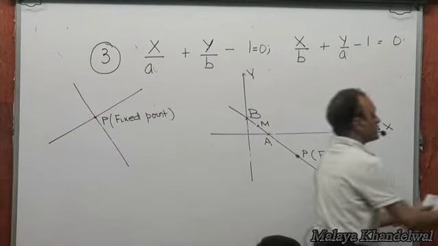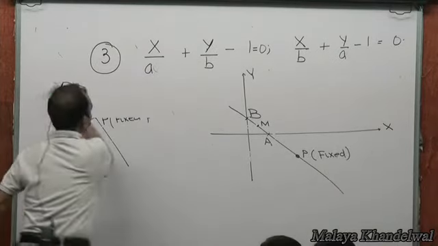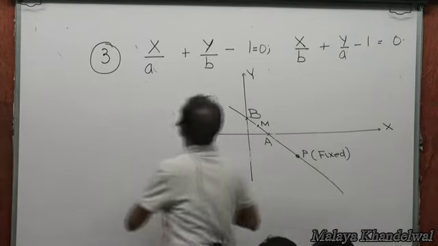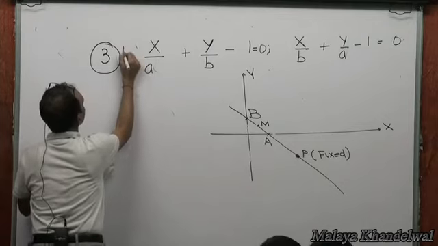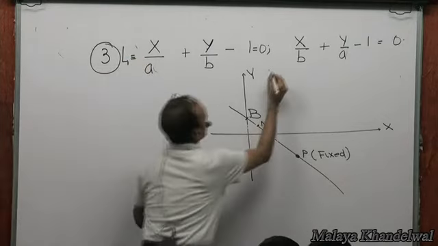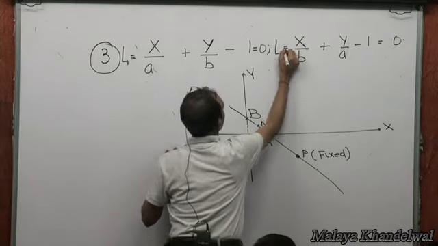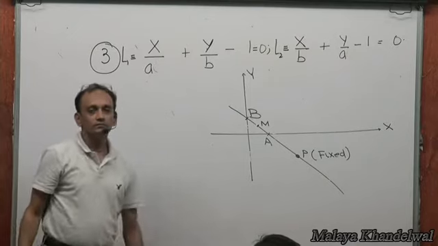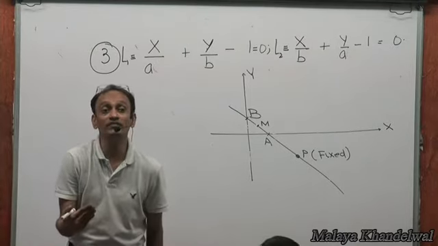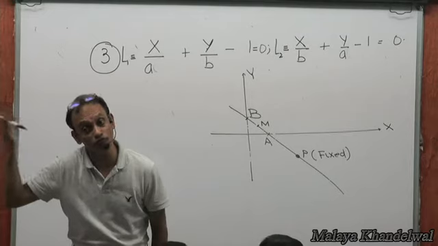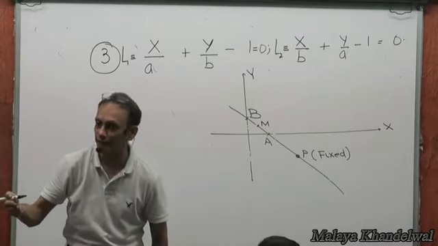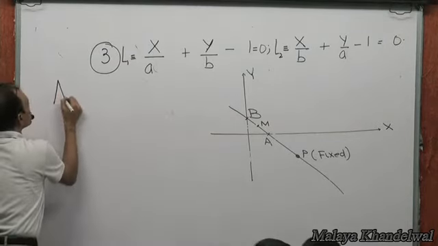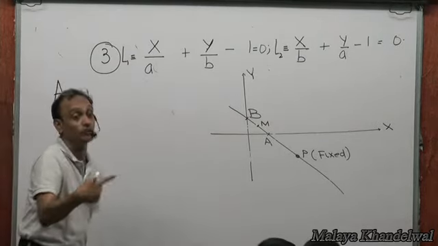Now, if you again recall what we are talking of, let's say this is a line L1 and this is a line L2. Line L1 and L2. How many lines can pass through the intersection of L1 and L2? Infinity. There is a family of lines that will pass through the intersection of L1 and L2. Any line passing through the intersection, that means passing through P, the intersection of L1 and L2 is P.